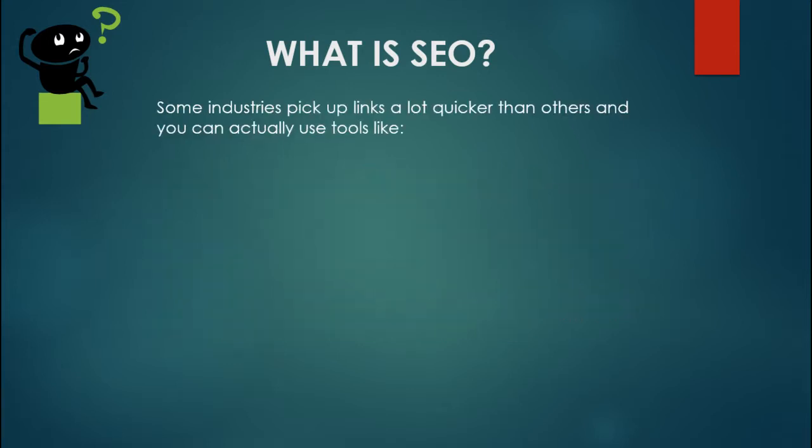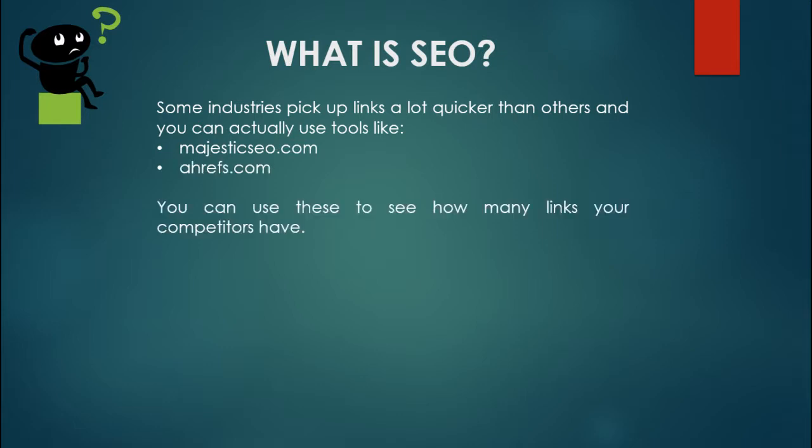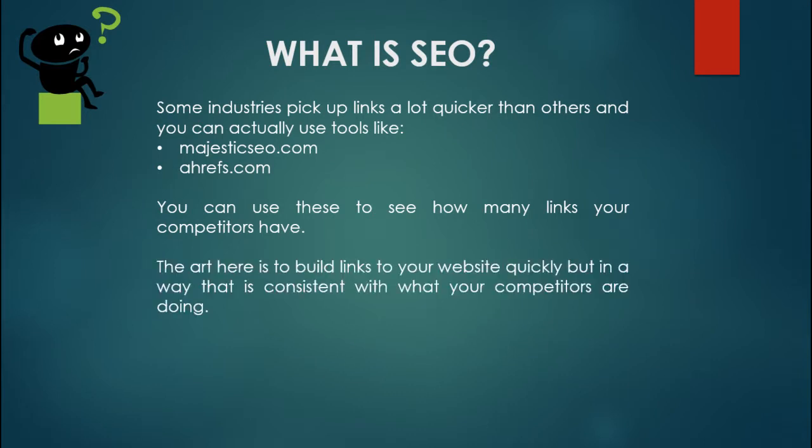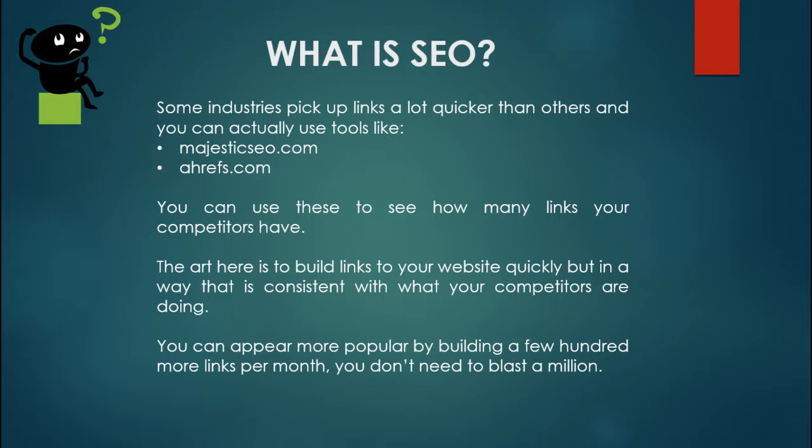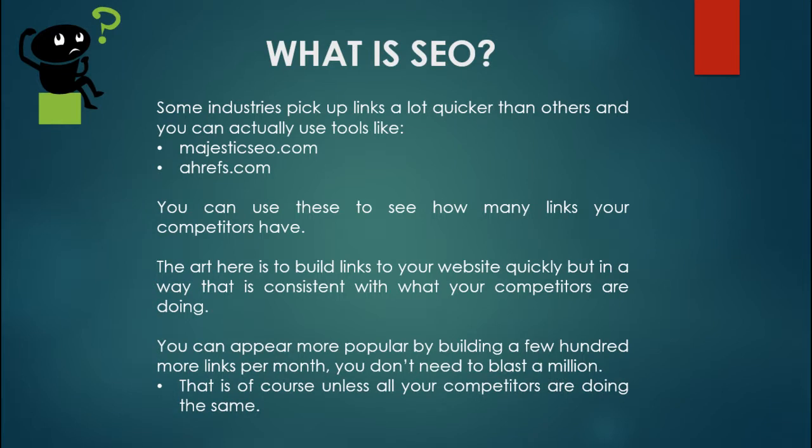Some industries pick up links a lot quicker than others, and you can actually use tools like majesticseo.com or ahrefs.com. You can use these tools to see how many links your competitors have. The art here is to build links to your website quickly, but in a way that is consistent with what your competitors are doing. You can appear more popular by building a few hundred more links than them each month. You don't need to blast 1 million. That is, of course, unless your competitors are doing the same.